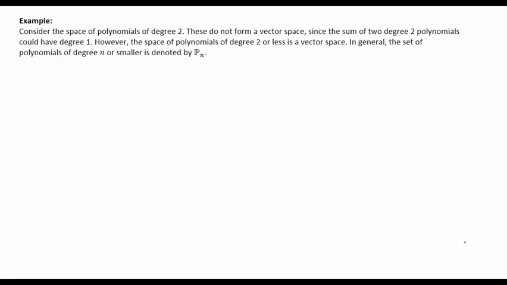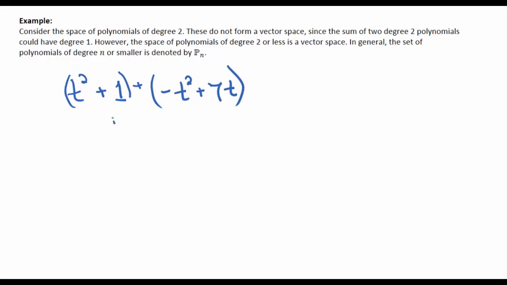The next example, let's start with the space of all polynomials of degree 2. This doesn't form a vector space. In particular, here's a polynomial of degree 2, and here's another polynomial of degree 2. However, when I add them up, you'll see that we end up with 7t plus 1, which is no longer degree 2. So it's not closed under addition.